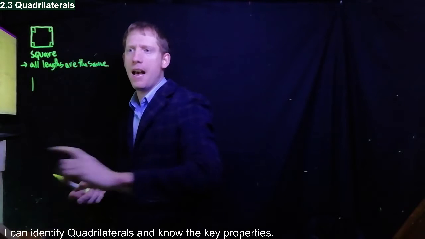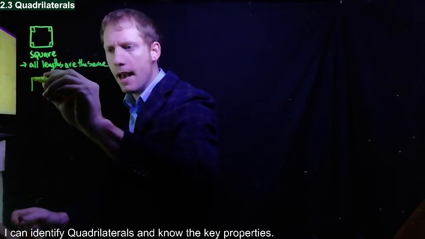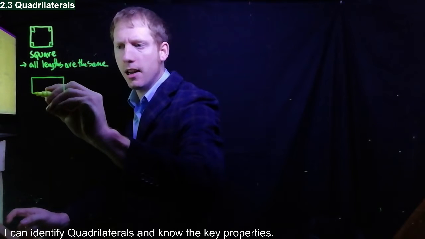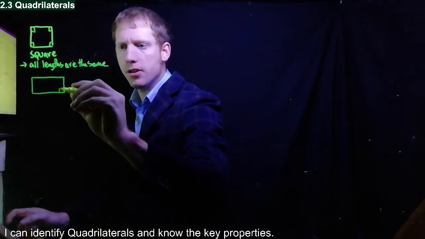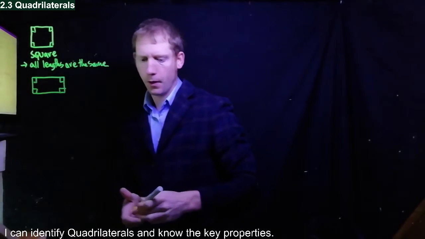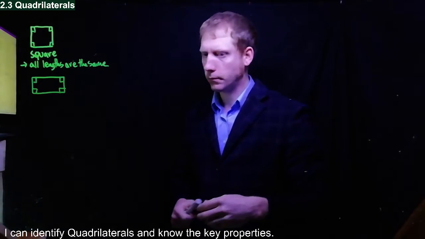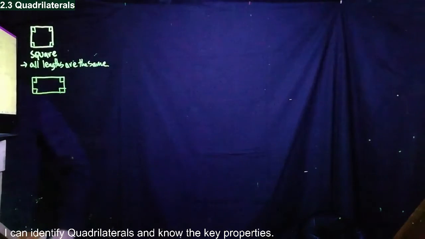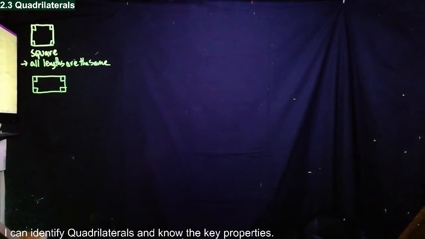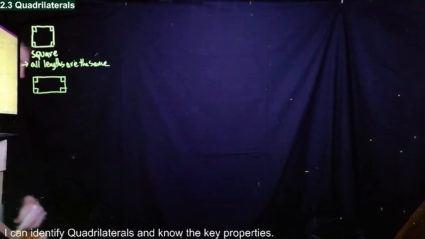Okay? Because we have another shape that has 4 sides and has 90 degrees. Harrison, what is this shape right here? Rectangle. It's called a rectangle.